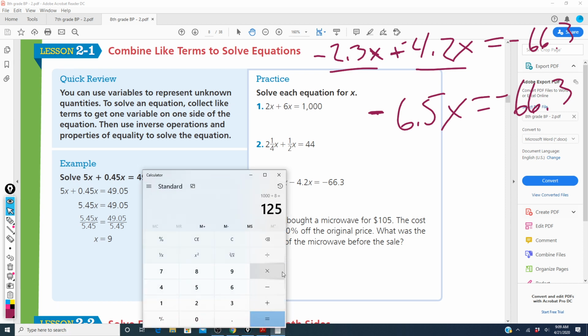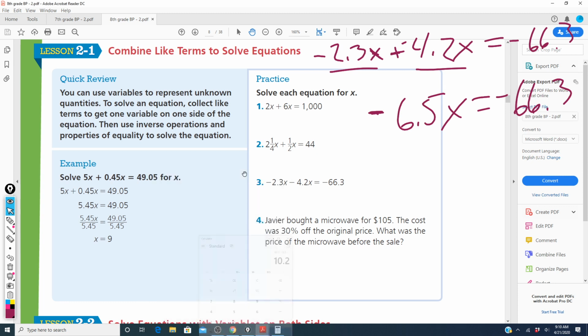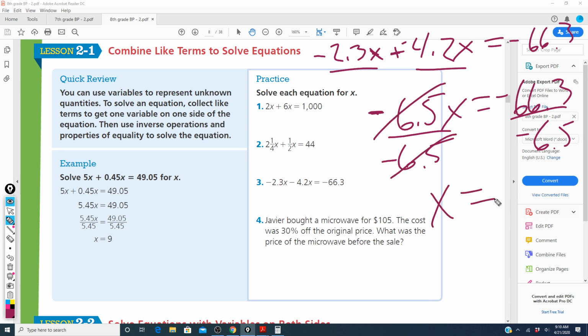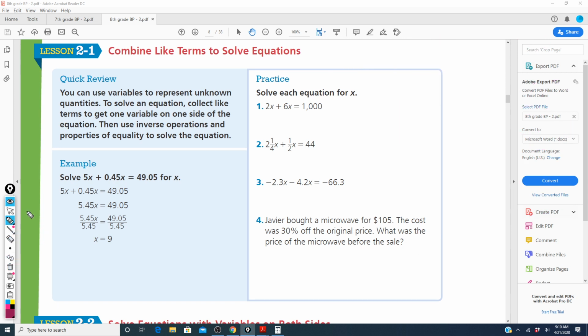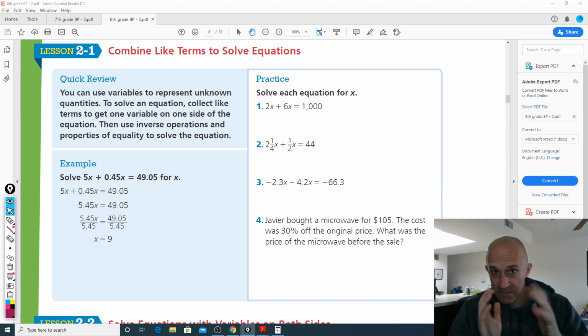Making sure I did that right. When you divide your 66.3 by 6.5, it's going to give you 10.2. I had to double check my math on that. When you divide both sides by a negative 6.5, x is going to equal, because a negative divided by a negative is a positive, 10.2. Again, combining your like terms to solve it. It's basically taking this to a higher level, the base of finding this, to be able to understand, especially when you guys get into 8th grade and pursue things further and further.